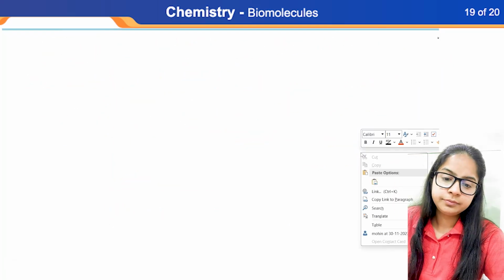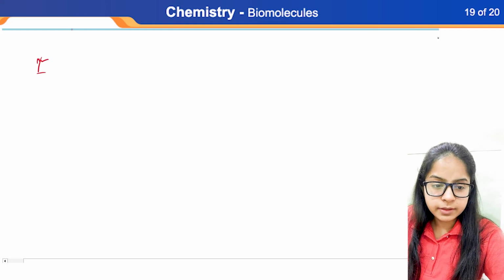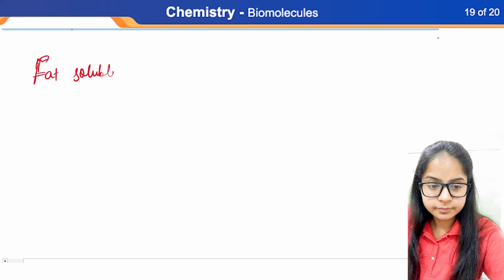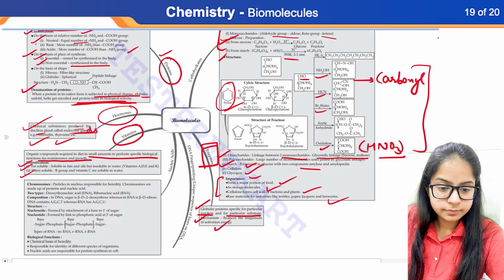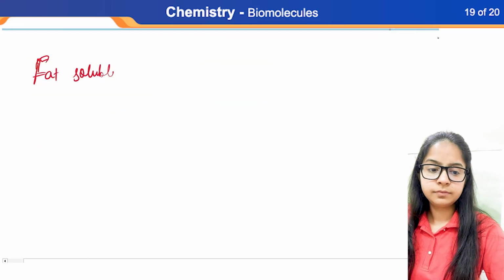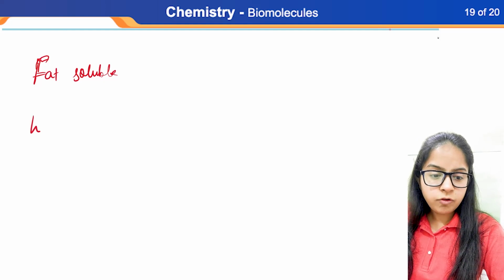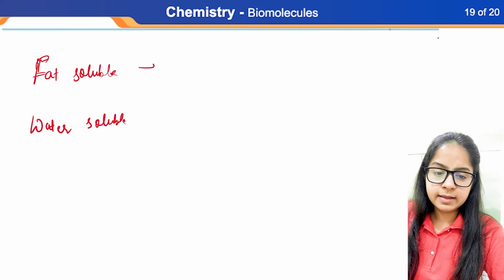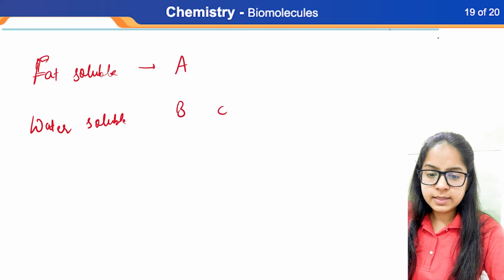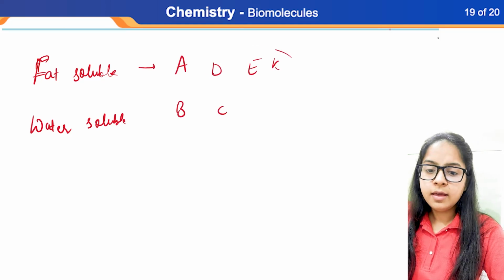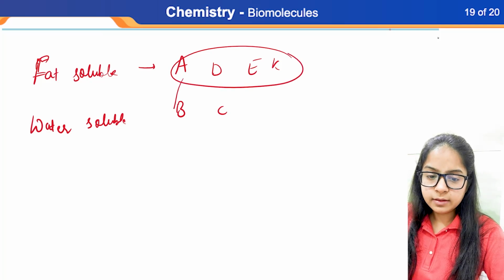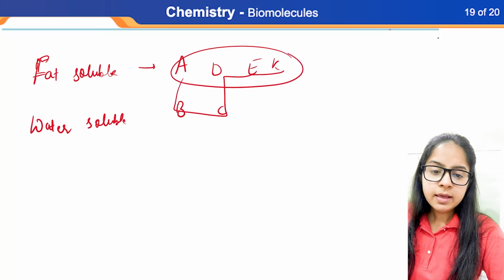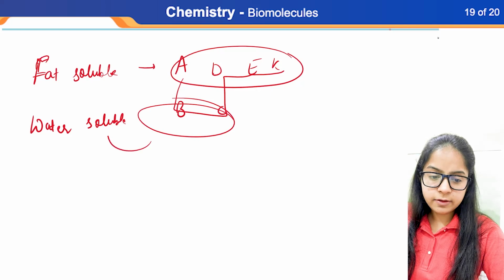Fat soluble and water soluble, now how can you remember this? Just write it like this: A, B, C, D, E, K. These are the fat soluble. You just need to remember like this. Okay, A, B, C. B, C is in the water soluble.